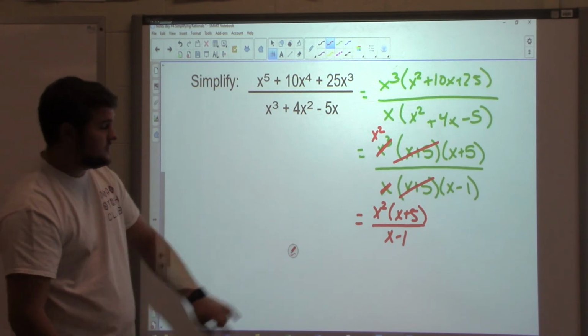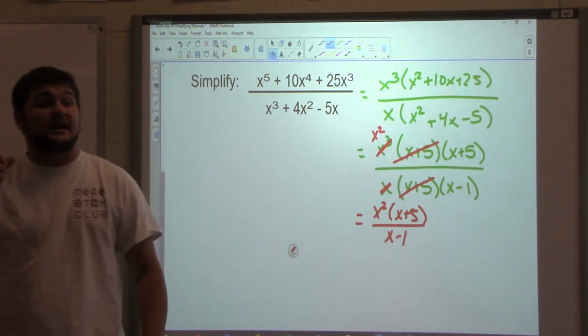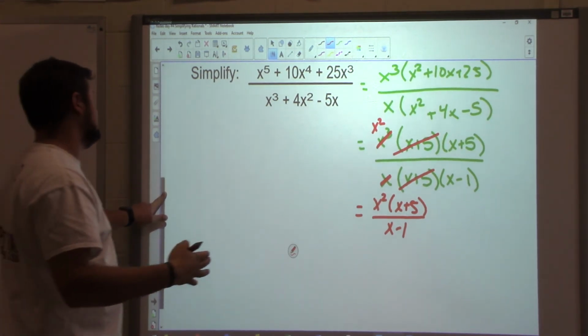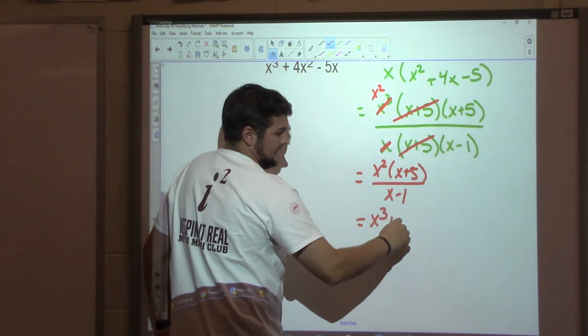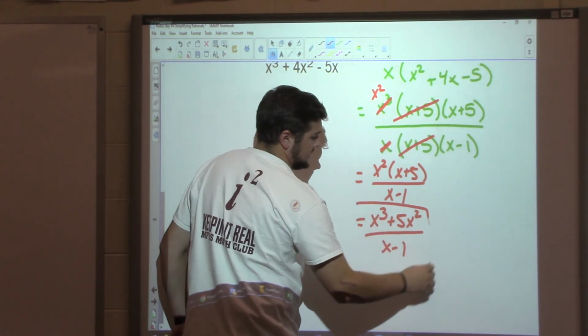Do not tell me you can simplify this x and x squared. We can't do that on the bottom part. That x is attached to the minus 1. Alright, so that's my final answer. Like I said though, I would distribute it back through. X cubed plus 5x squared over x minus 1.